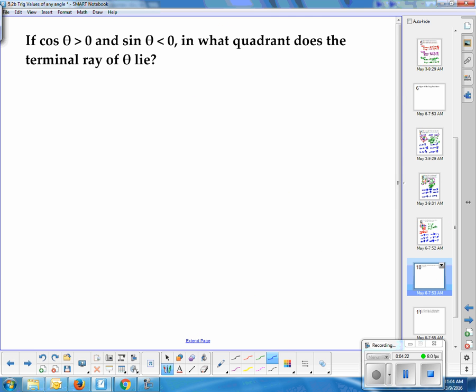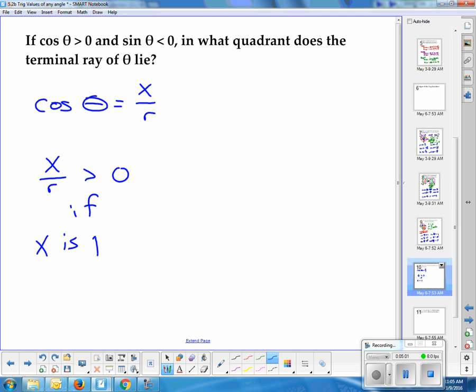All right. Second case, we're just going to be dealing with the signs of our values. Now, that's the S-I-G-N-S, signs of our values. So this says if cosine of theta is positive and sine of theta is negative, in which quadrant does the terminal ray of theta lie? So we're just going to work through a logical progression of thought here, that cosine of theta is defined as x over r. And we were told that cosine of theta is positive. So x over r will only be positive if x is positive.